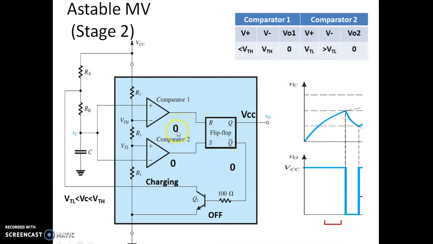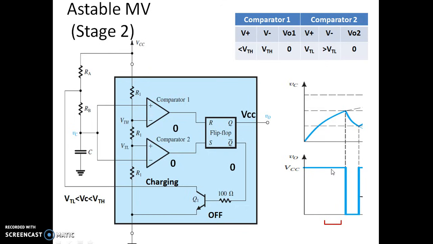Now we can see earlier this was VCC, Q was VCC, and this is 0. Now the reset and set voltages are becoming 0, 0. So when reset and set are 0, 0, we know that in the truth table of RS flip-flop, it remains in the previous state. The previous state was actually VCC for the Q. Now it remains at VCC for this particular condition, meaning as the capacitor is charging from VTL towards VCC between VTL and VTH, the output remains in high state.